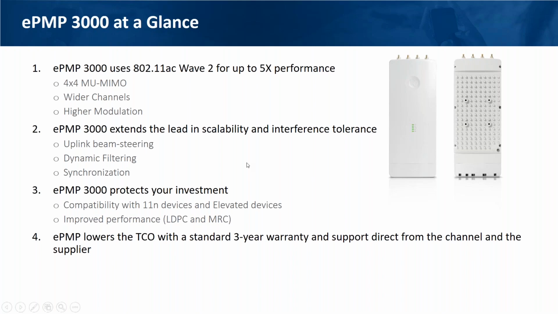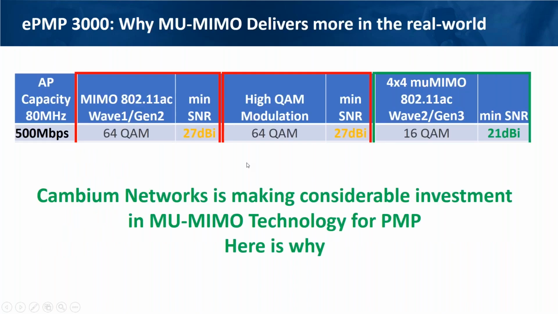Let me show a little bit more detail on that and why Cambium has really placed considerable investments in MU-MIMO. You see MU-MIMO in the ePMP 3000. You also see the massive MU-MIMO capability in the PMP 450M product, which is also from Cambium.